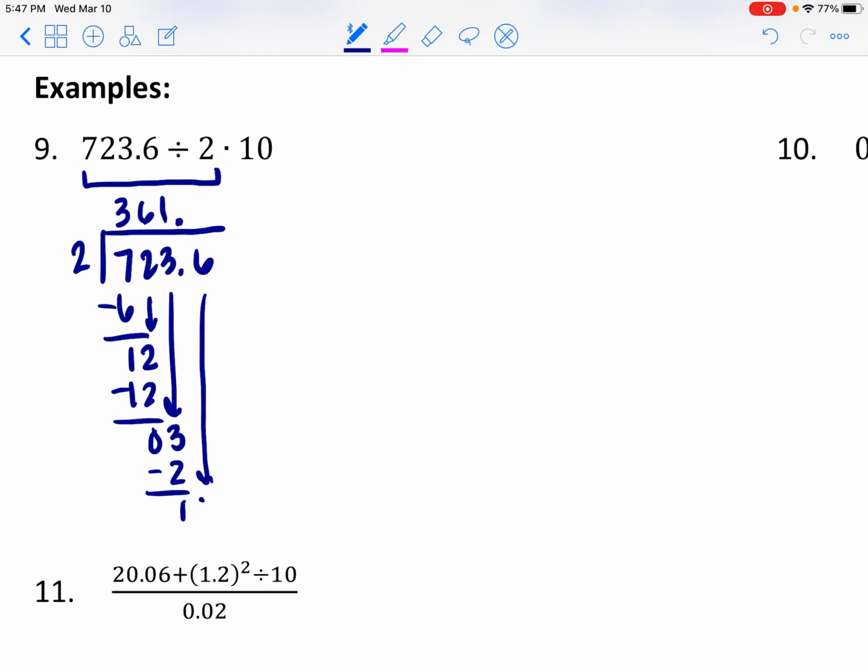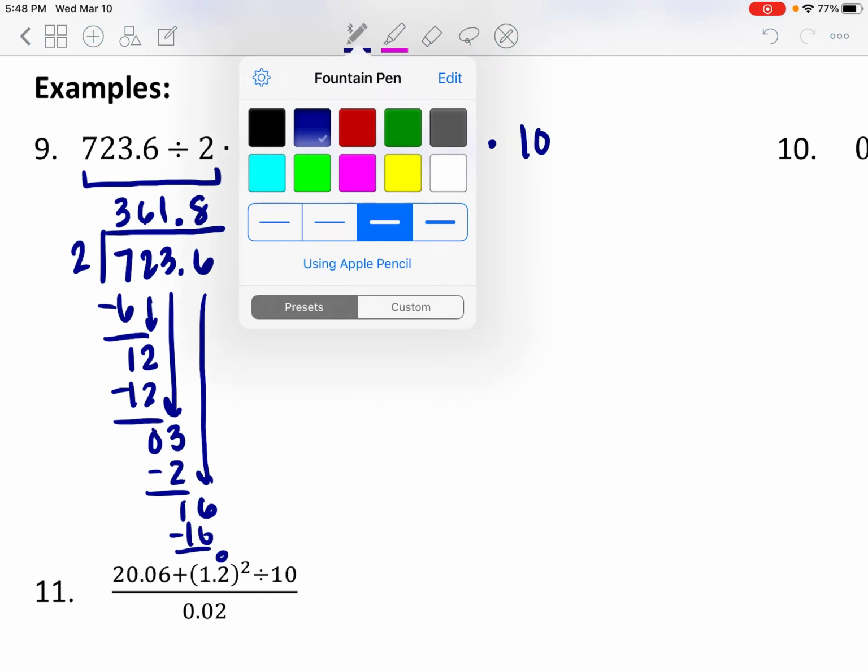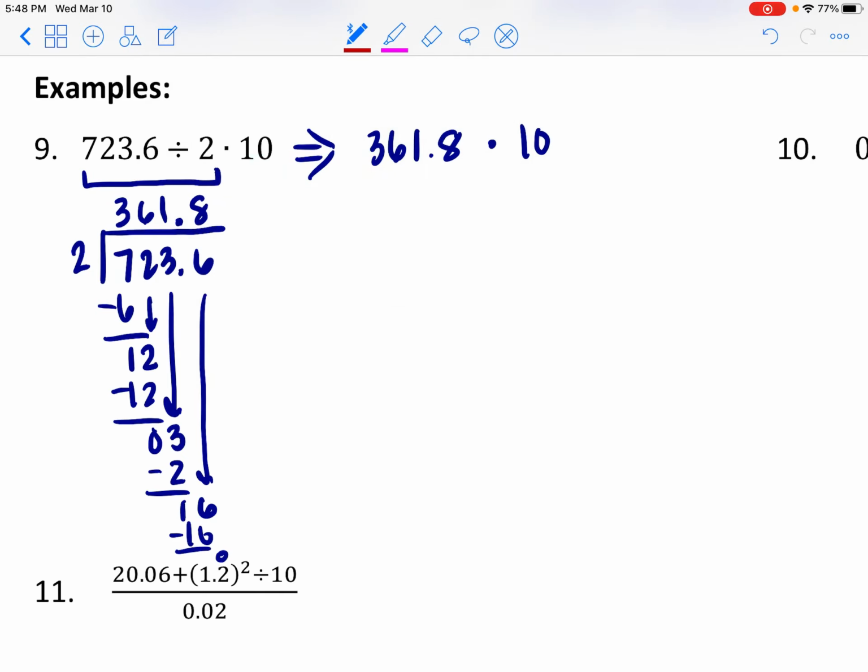And it's going to go into 16 8 times. Okay, so we're looking at, this becomes 723.6 divided by 2 is 361.8, and now we have to take that and multiply it. Oh, thank goodness, multiplying. Multiply that by 10. So when we take 361.8 and multiply by 10, we saw this earlier, it's just going to move the decimal, but if you don't believe me, let me show you again.